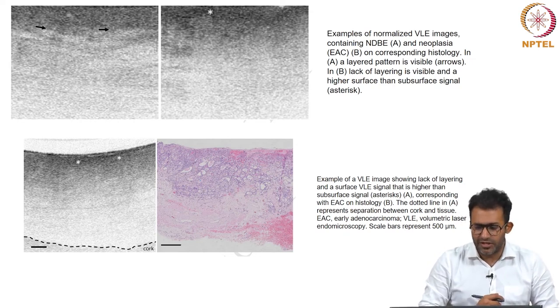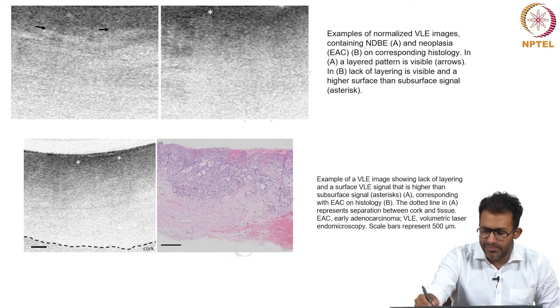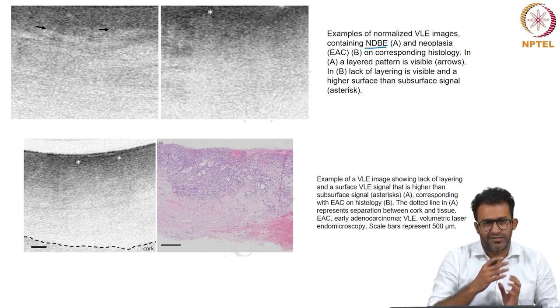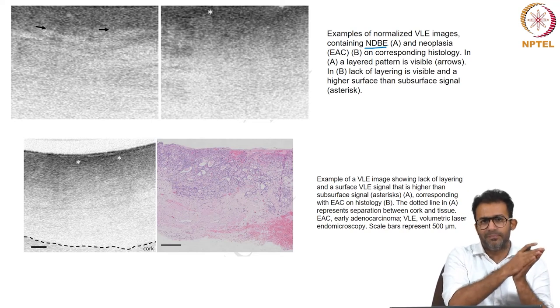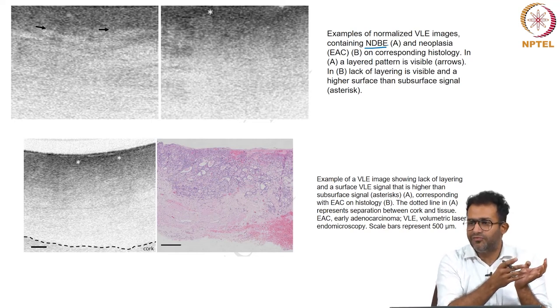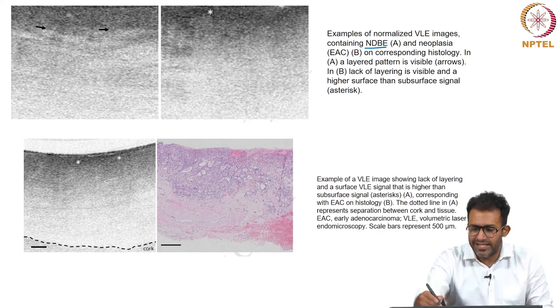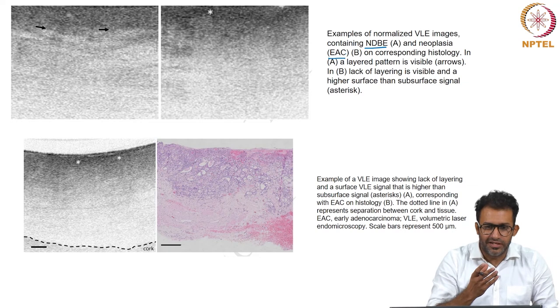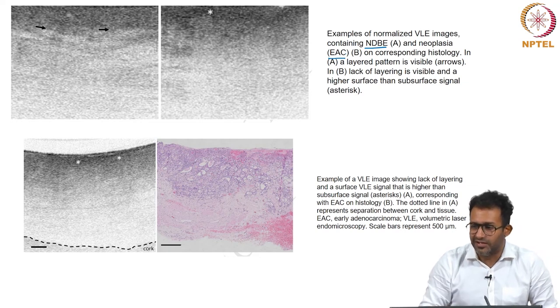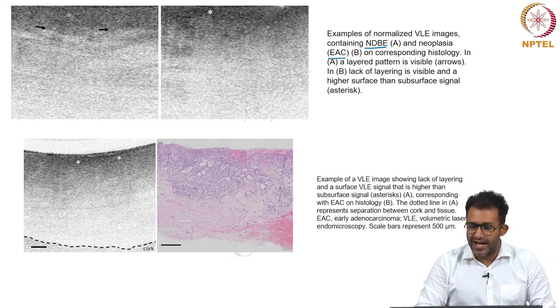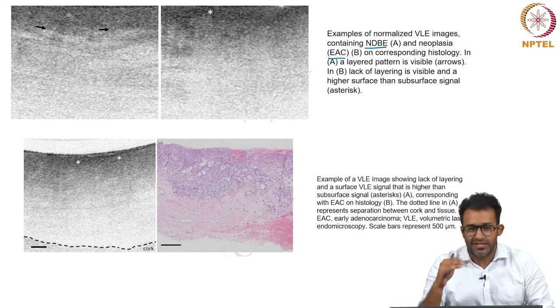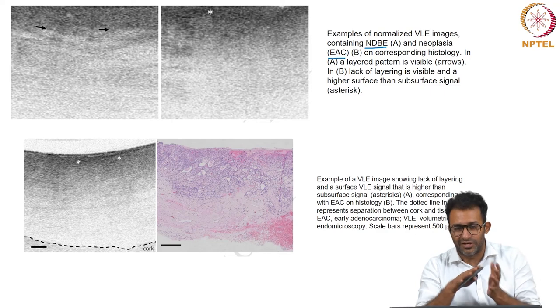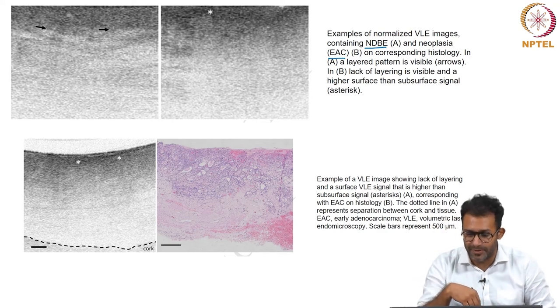If you look at this particular image, NDBE is non-dysplastic Barrett's esophagus. When I say non-dysplastic Barrett's esophagus, it means Barrett's esophagus which has not become cancer, and EAC is esophageal adenocarcinoma, which is doctor speak for esophageal cancer. And adenocarcinoma is a type of cancer. There are multiple types of cancers, by the way. Just saying adenocarcinoma does not correlate to all types of cancer.